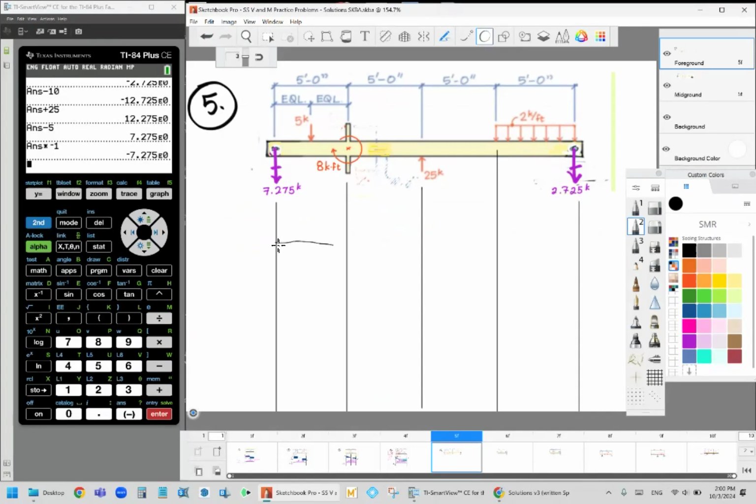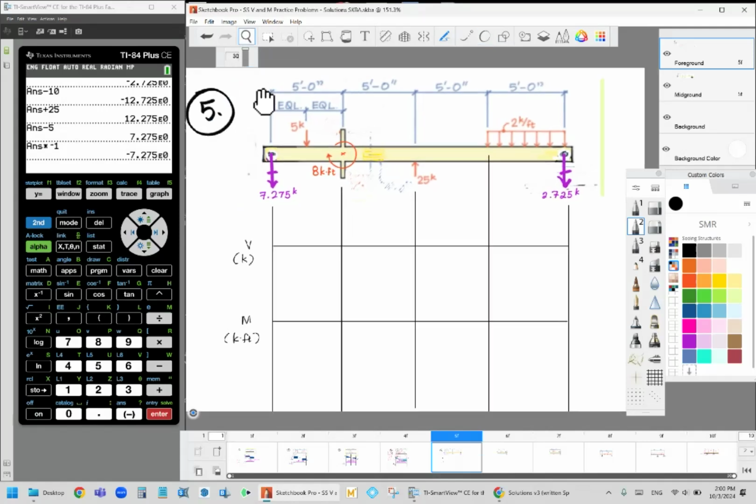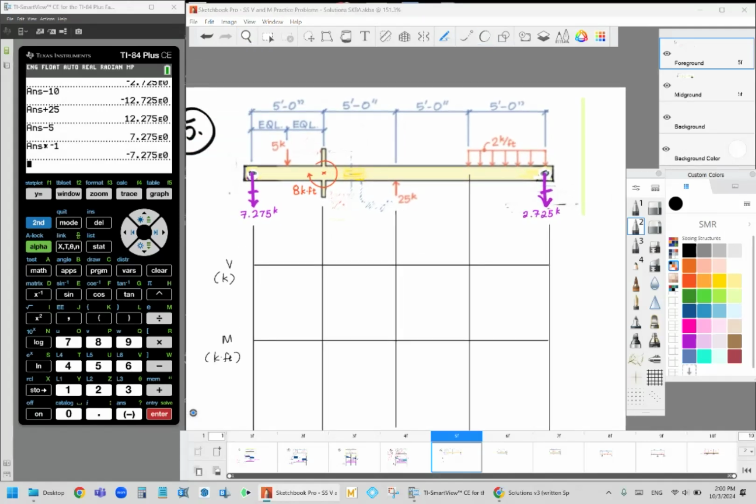Okay, so here's going to be my shear diagram, and here's going to be my moment diagram. Let's go ahead and do units. My shear will be in kips, my moment will be in kips times feet. And I think we are ready to follow the rules.